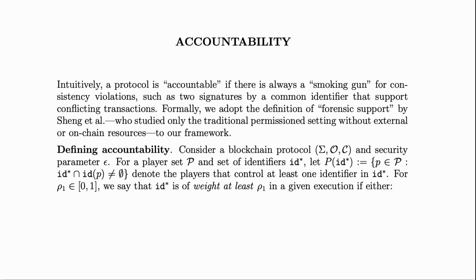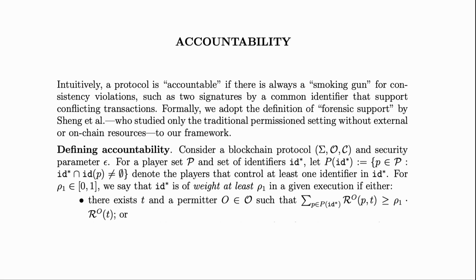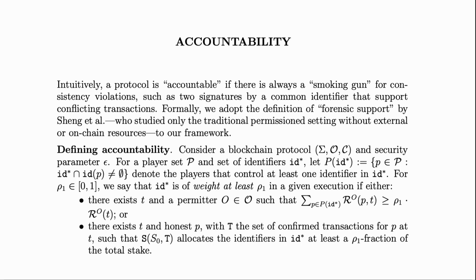Okay, for a player set P and a set of identifiers ID star, let P_ID star be the obvious sort of thing. It's just the players in P that own one of the identifiers in ID star. Okay, so the set of players that control at least one identifier in ID star. And then for rho 1, let's say in the interval [0,1], we say that ID star is of weight at least rho 1 in a given execution if either there exists some time slot in which those identifiers own at least a rho 1 fraction of one of the external resources, or there's some time slot at which those identifiers own at least a rho 1 fraction of the stake.